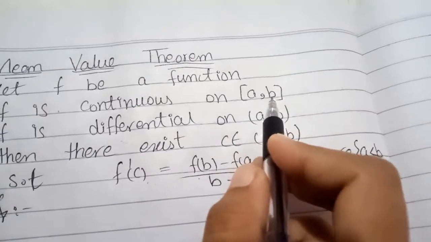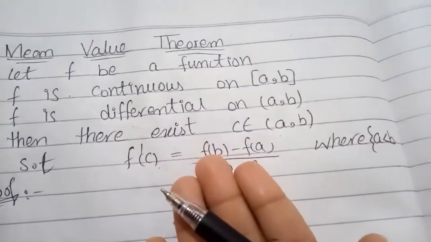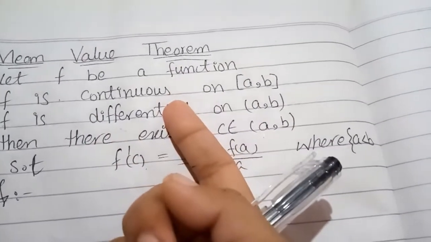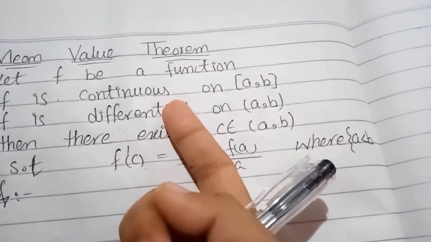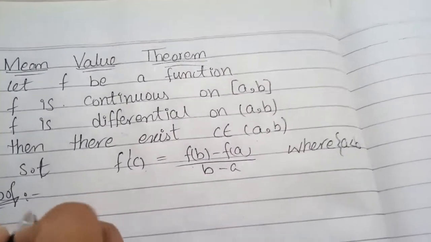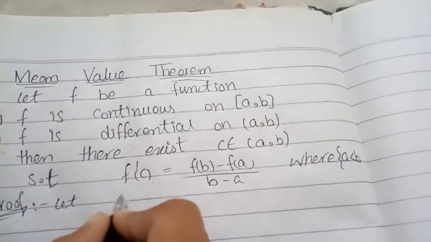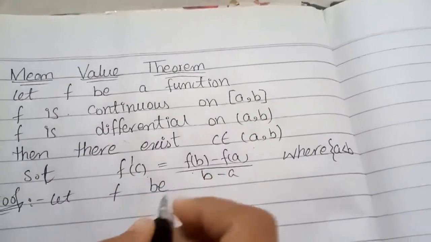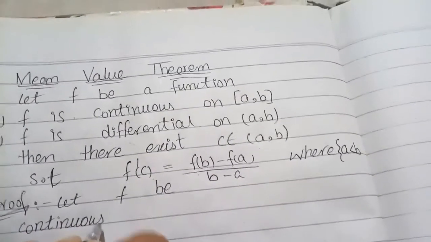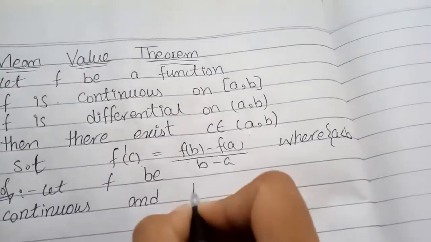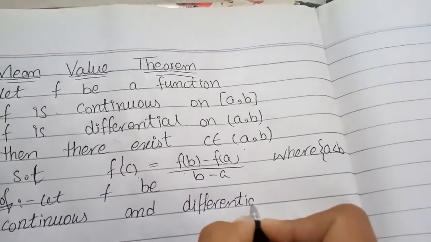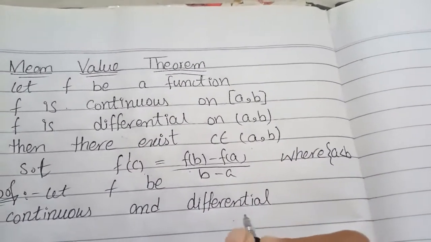So according to these conditions, we have two things given to us in the theorem: the function is continuous and differentiable. So we write here: let f be continuous and differentiable. So the function is differentiable and continuous.